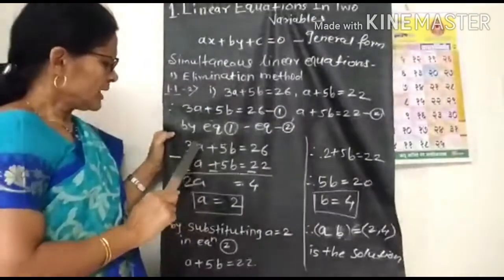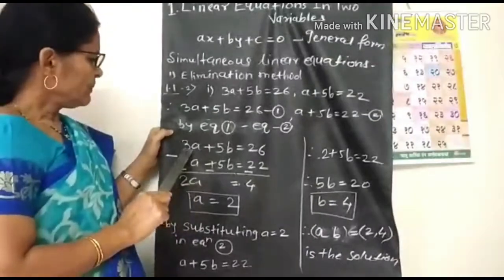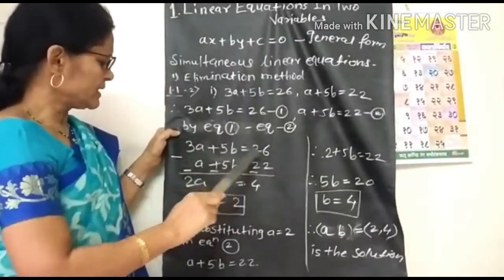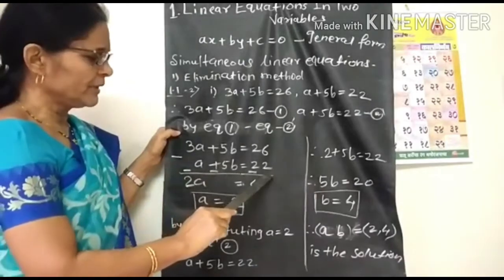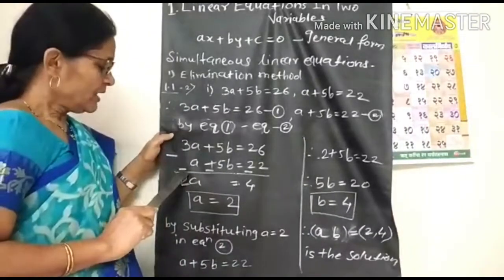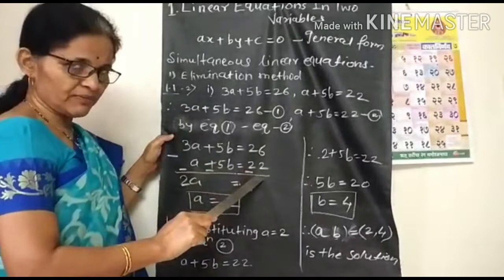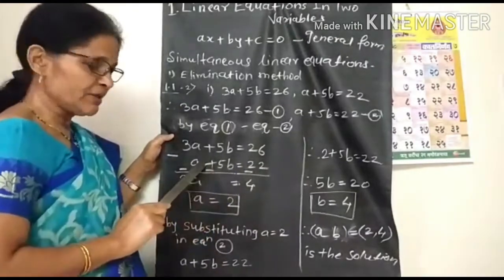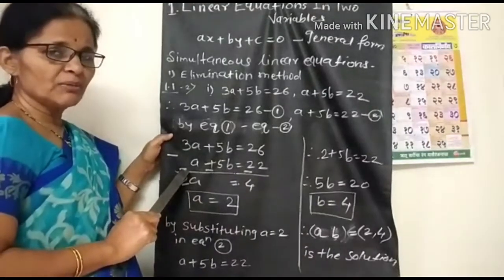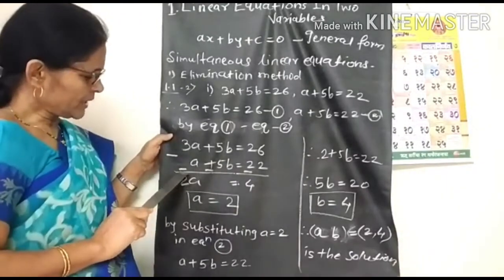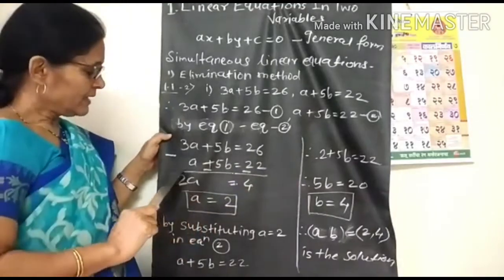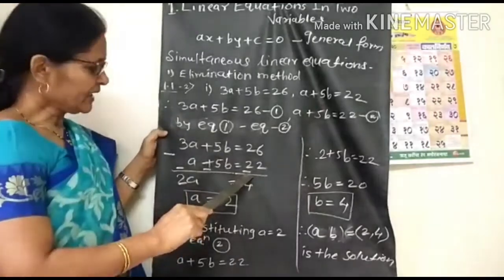So write equation 1 and 2, one below the other. 3a plus 5b equal to 26 and just below it a plus 5b equal to 22. We have to subtract, so write the subtraction sign. Subtraction means by changing the sign of the other equation. Which is the other equation? The second equation, we change its signs. We say subtraction means change the sign and add. So here plus a becomes minus a, plus 5b becomes minus 5b and plus 22 becomes minus 22. And changed signs are taken into consideration.